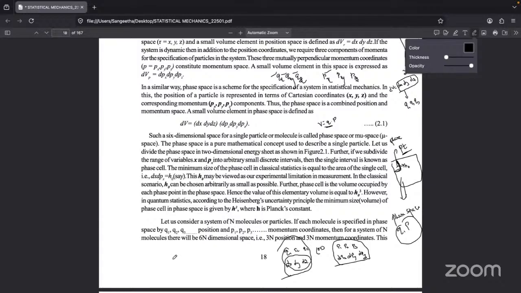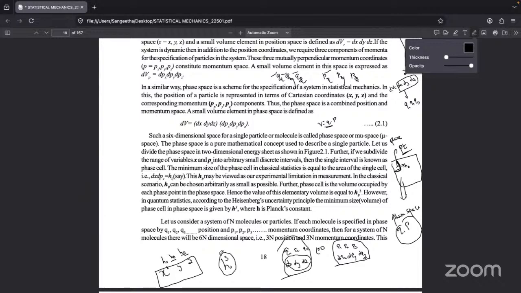This H0, I am writing for the x coordinate. Also, this H0 I am writing for the y coordinate. Again, this H0 is also written for the z coordinate. So for x, y, z, the total small element is H0 cube.